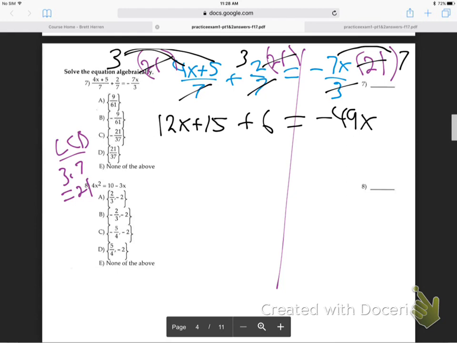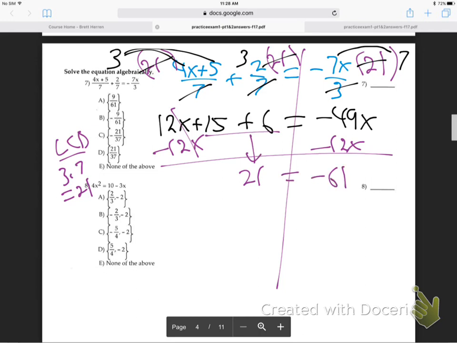So now we have x's. Always do the x's first. X's on opposite sides. So that just means we've got to get rid of one of them, right? I'll get rid of the 12x. You could do the 49, whatever. It doesn't matter. What's this? These guys make 21. This is minus 61x. Last step to get x alone, divide by the minus 61.